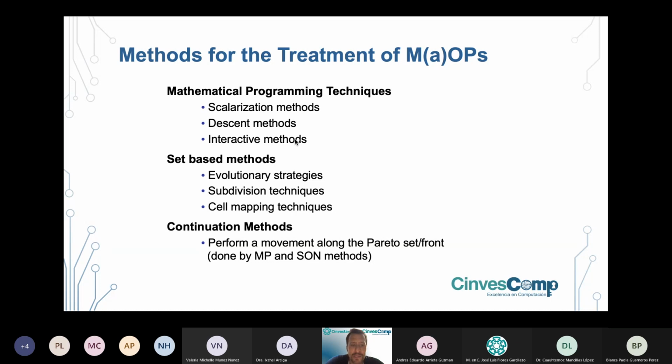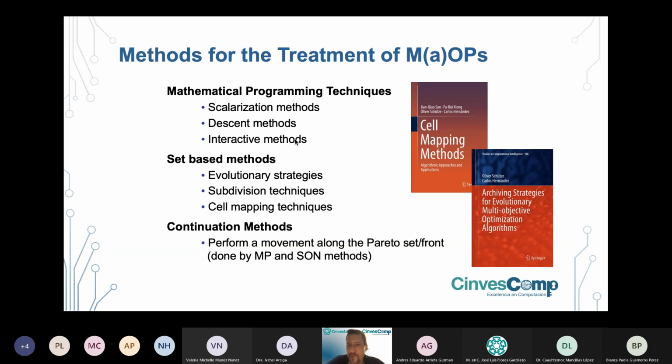Yo hoy no voy a hablar de set-based methods, voy a hablar de los otros métodos un poco. Set-based methods hay en unas semanas, creo que julio 28, la plática de Dr. Cuello que va a hablar de estos métodos. Y también voy a hacer un poco publicidad para mis libros, pueden ver mis libros, leer mis libros para ver un poco más de estos set-based methods. Un libro es de cell mapping methods que incluye también los métodos de subdivisión y los otros es para qué hacer que los métodos evolutivos convergen con probabilidad 1 hasta la aproximación al frente de Pareto.